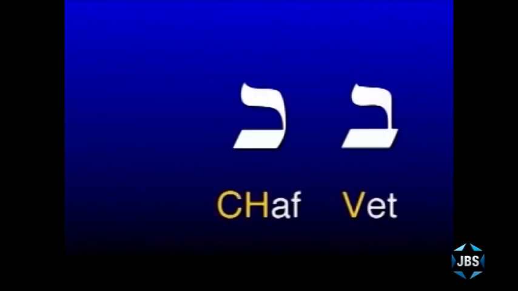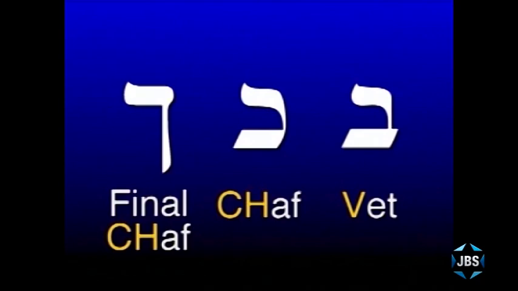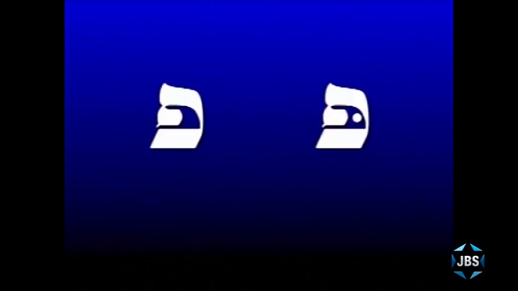So here again we see the Vet and the Chaf, and we'll add one more letter. This is the final Chaf, Mitsuyan. And let's see the Kaf Chaf family. Here you see the Kaf, the Chaf, and the final Chaf, Mitsuyan. Here now is the other letter that does change its sound with the dagesh.